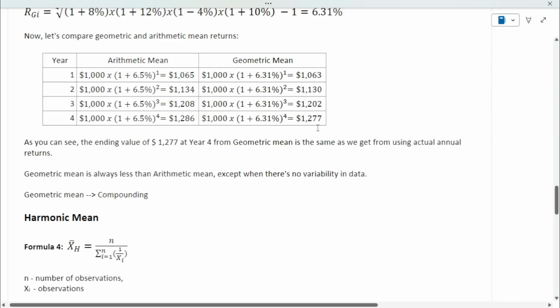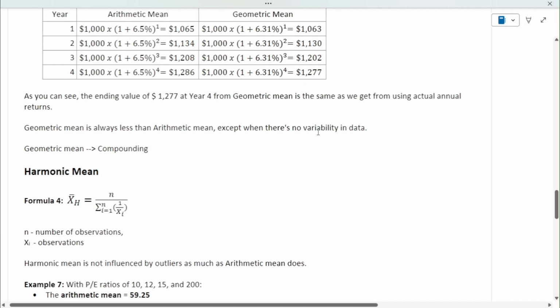So what does it tell us? It tells us that geometric mean is the correct mean to calculate average annual return to account for compounding and end up with the investment value that we would get by calculating it with actual returns. So geometric mean is always going to be less than arithmetic mean, except when there's no variability in the data, meaning if the data points in the data set were the same, the geometric mean and arithmetic mean will be the same. Also keep in mind that to account for compounding, we should use geometric mean.